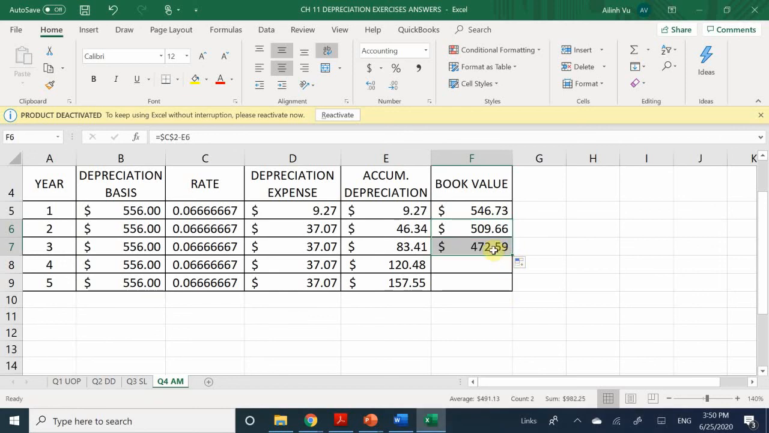$472.59. Yes. Okay. What is my book value for year 4? $435.52. Okay. And then what is my book value for the last year? $398.45. Perfect. Good. All right. And then it's going to go all the way through until the 16th year.